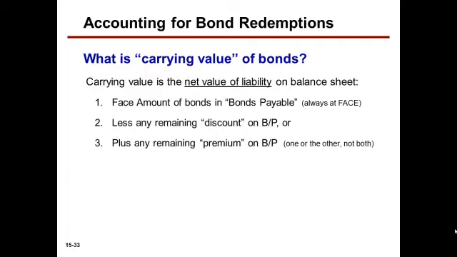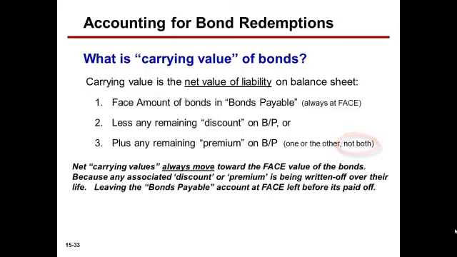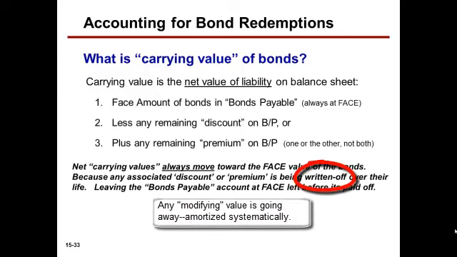Let's discuss carrying value of the bonds. What does this mean? The carrying value is the net value of the liability on the balance sheet for the bond offering. It's the face amount of the bonds in the bonds payable account. That account is always at face value, less any remaining discount on bonds payable, or plus any remaining premium on bonds payable. Either one or the other, not both. Net carrying values always move toward the face value of the bonds. Why? Because any associated discount or premium is being written off over their life, leaving the bonds payable account at face value alone at time of maturity.